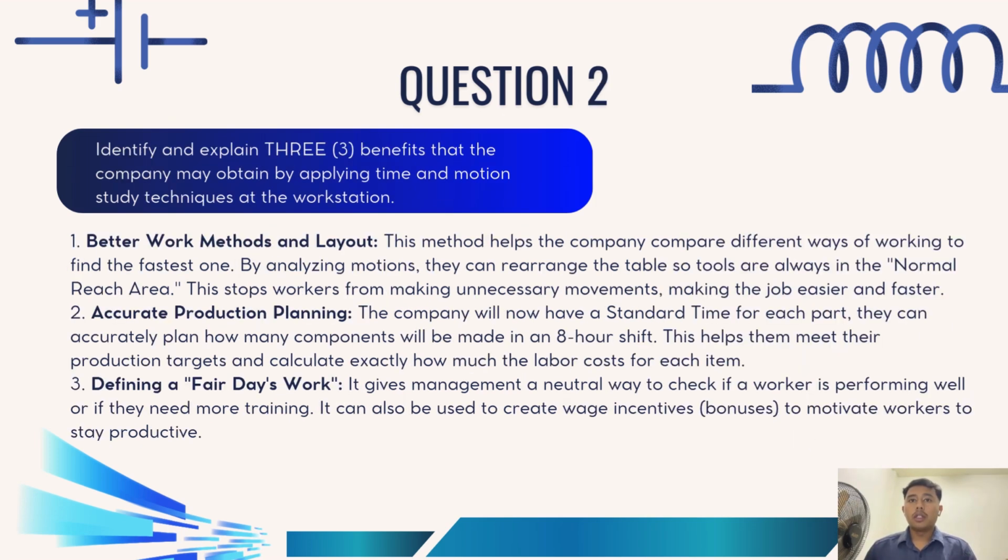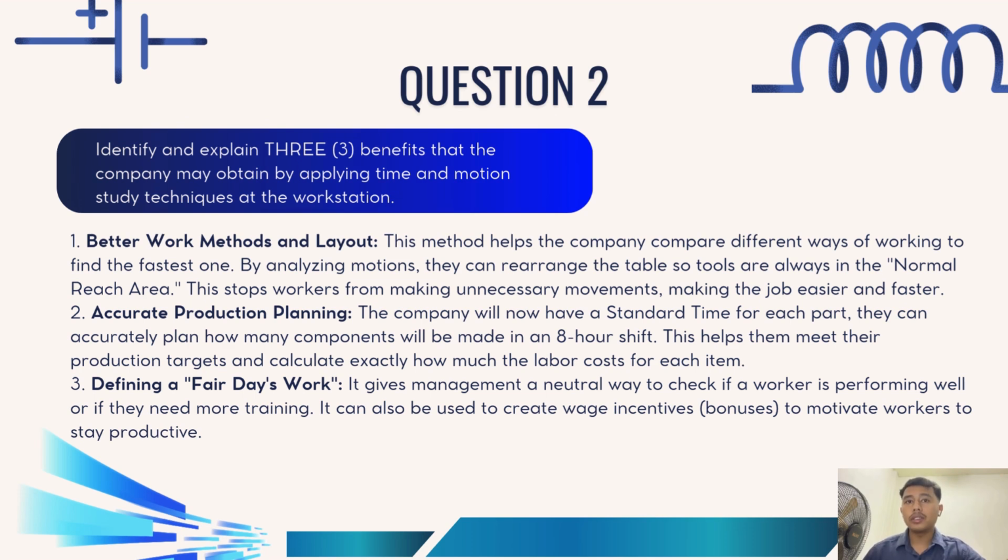Question 2: identify and explain 3 benefits that the company may obtain by applying time and motion study techniques at the workstation. The answer for question 2, the first point, is better work methods and layout. These methods help the company compare different ways of working to find the fastest working method. By analyzing the motions, they can rearrange the table so tools are always in the normal reach zone. It will encourage the workers to not make unnecessary movements, making the job faster and easier for them.